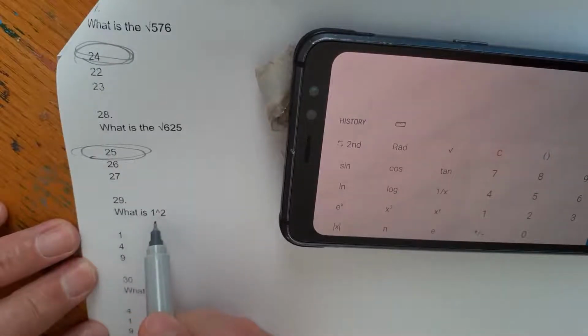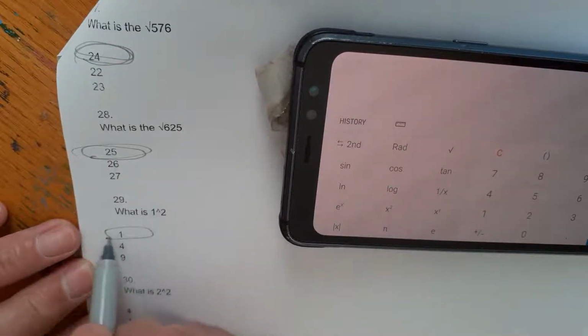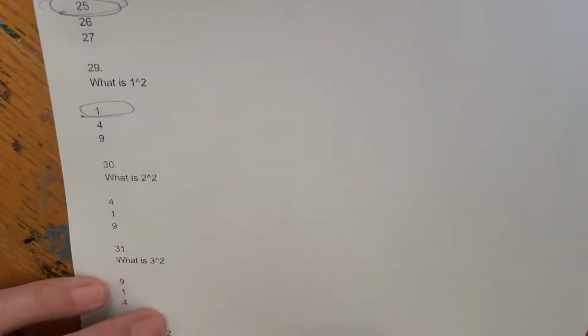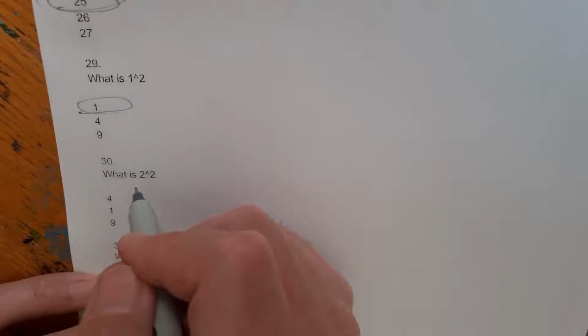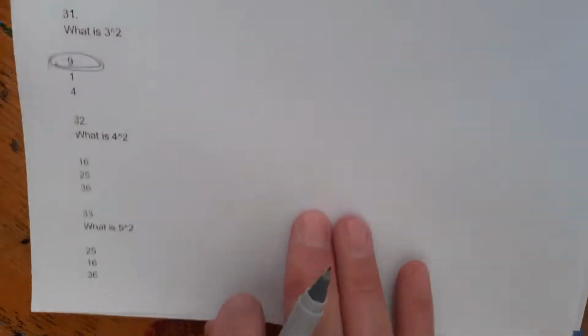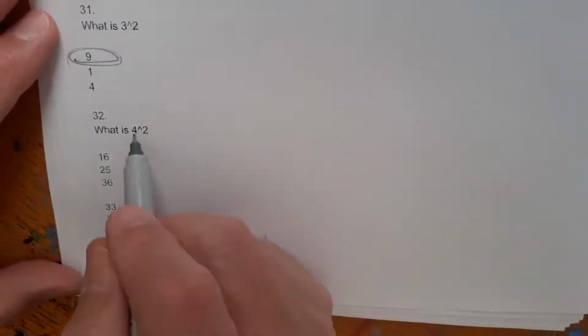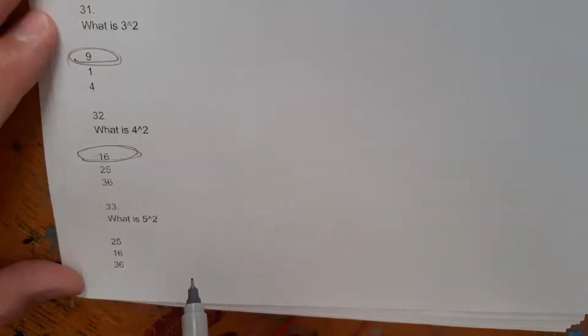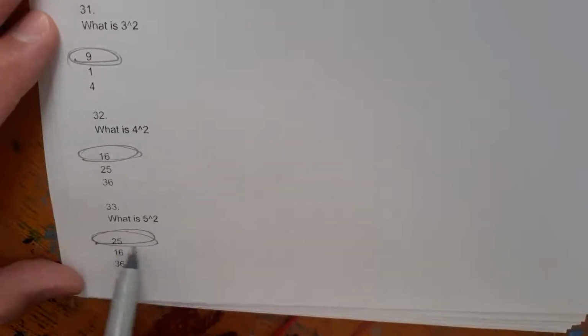What is 1 squared? Oh, I guess we're going to go in the other direction. 1 squared is 1. 1 times 1 is 1. 2 squared. Okay, 2 squared, 2 times 2 is 4. 3 times 3 is 9. 4 times 4 is 16. And these are all perfect squares, and therefore they have perfect square roots. All right. 5 squared is 25. Well, they gave us a lot of problems, but they're quick, I guess.